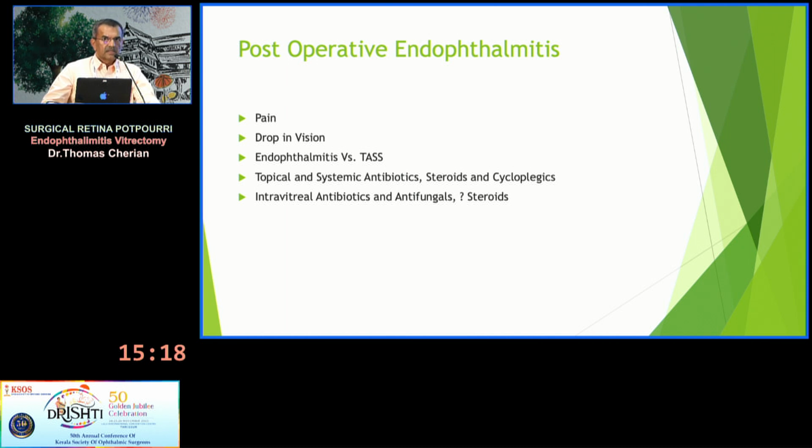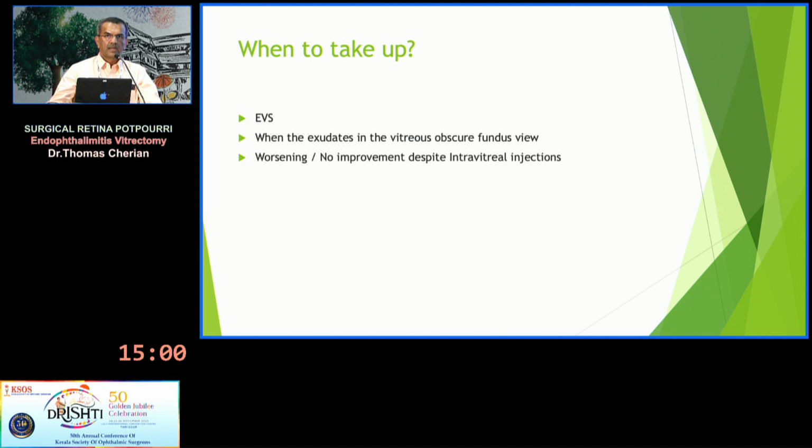Once we make a reasonable diagnosis of endophthalmitis, we inject intravitreal antibiotics and antifungals and maybe steroids. But again, if the patient does not show any sign of improvement in the next couple of hours, always take the patient up for vitrectomy.